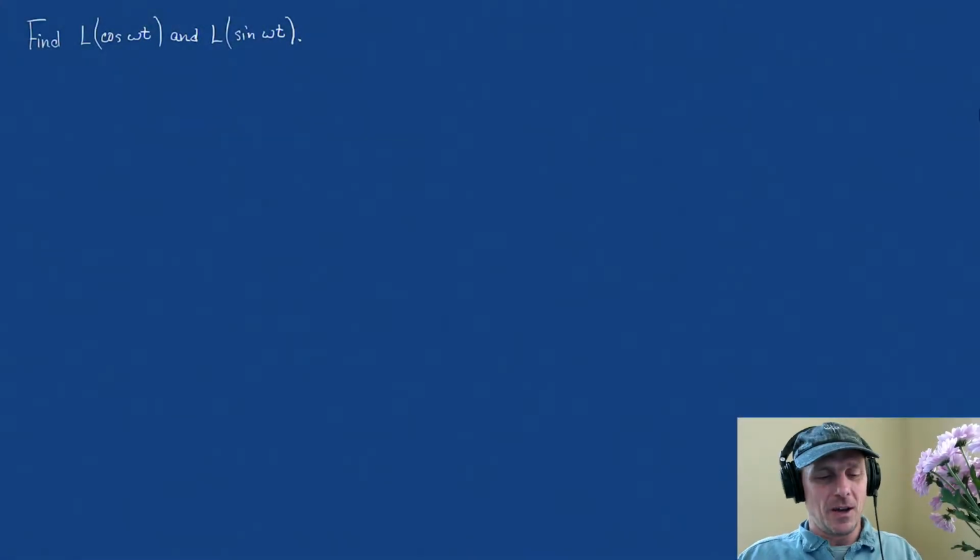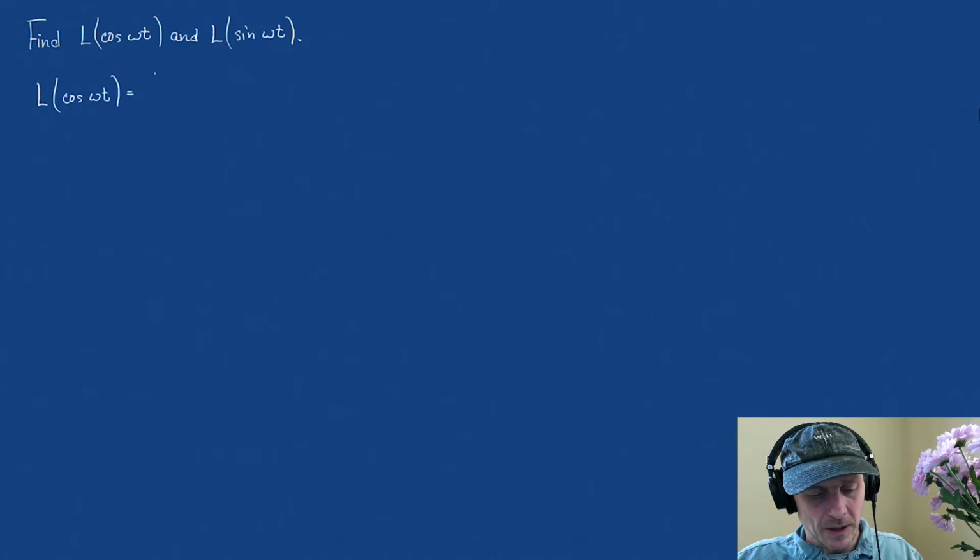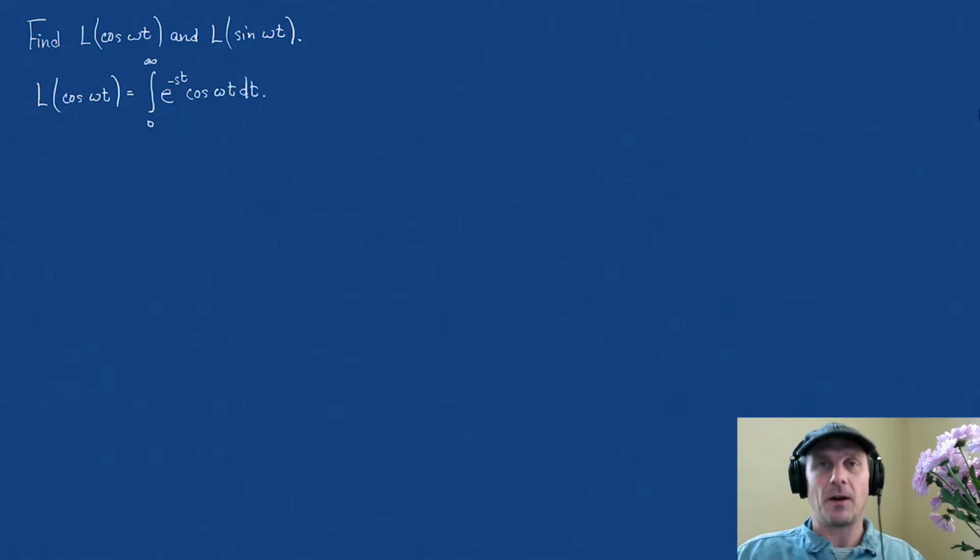I am Tom, and today we are going to find the Laplace transform of cosine omega t and the Laplace transform of sine omega t. Well, I want to just write this out for a moment. Remember that the Laplace transform of cosine of omega t would be the integral from 0 to infinity of e to the minus st cosine of omega t dt. And that will work. You'll have to integrate by parts twice if I'm not mistaken, which I don't really want to do. But notice this.